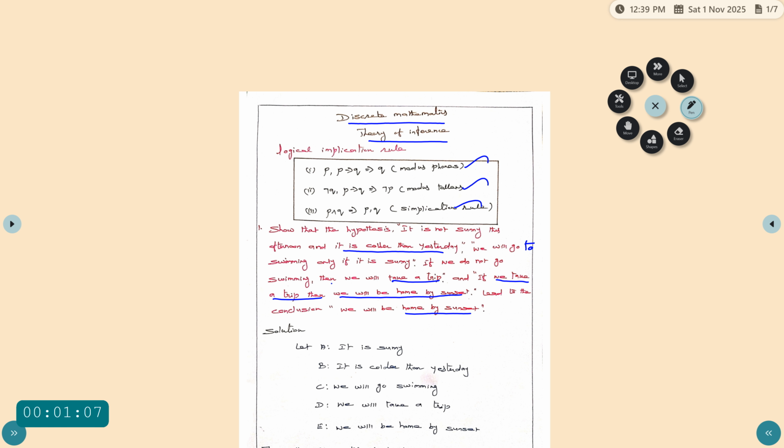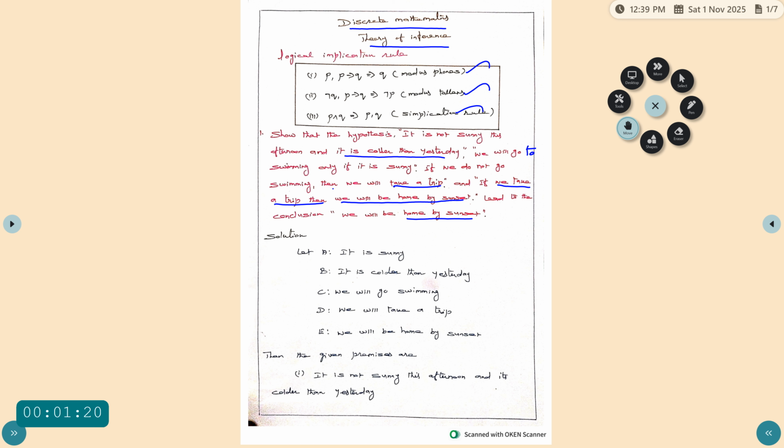So how many sentences are here? Only four sentences, and the last one is the conclusion. First of all, take the positive sentences in the derivation. The first one, A, refers to it is sunny. Taking the positive premise, it is not sunny, we will take only it is sunny. This is A.